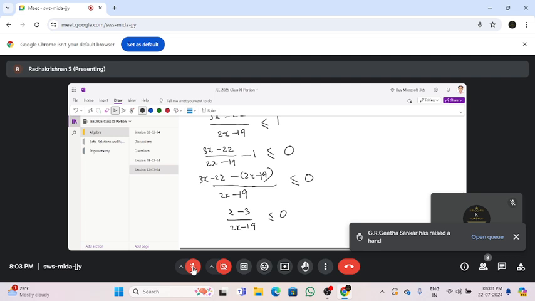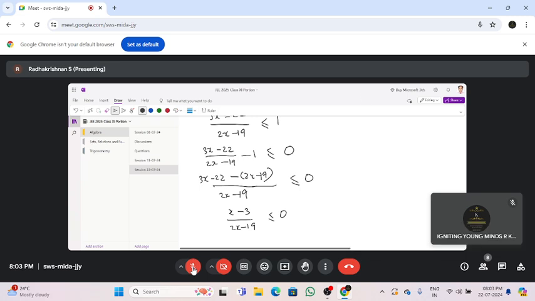I am getting a range. Tell me. Closed bracket 3, 9.5, open bracket. Okay. Left closed, right open. For the first case, right? Numerator positive, denominator negative. Okay. What about anybody else?